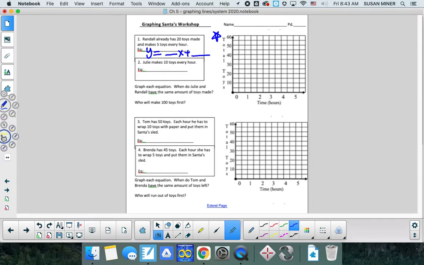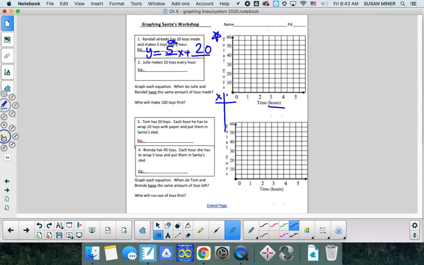Okay, so the first one, Randall has 20 toys already made. So that's his starting amount. So that's going to be his beginning value, B value or y-intercept value. And then he makes 5 toys every hour. And here's this word every right up here. And so that tells us that the 5 is our slope number. Okay, so X is going to represent the total number of hours, and Y is going to represent total number of toys. And there's a couple of different ways we can graph these. The first one is just make a table, right?